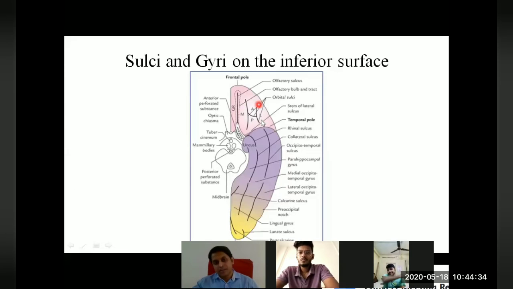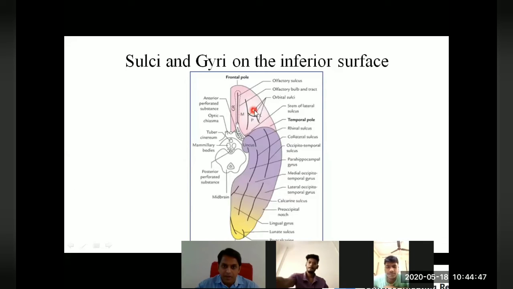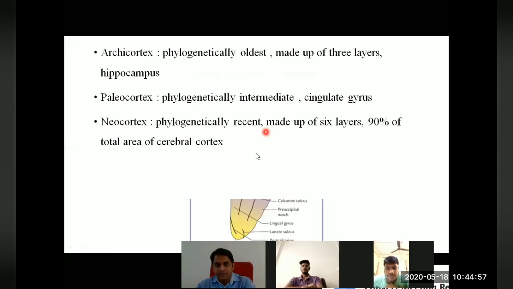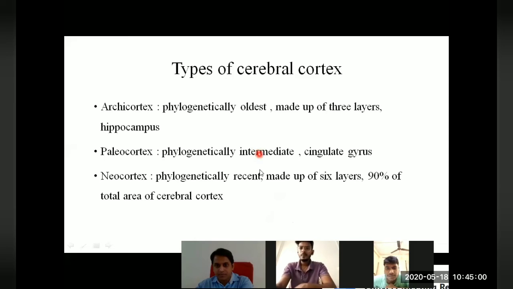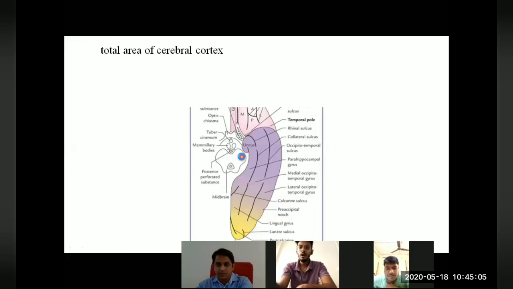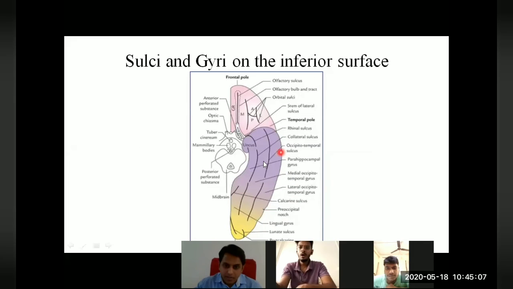The H-shaped sulcus will be dividing this area into the anterior orbital, posterior orbital, lateral orbital, and the medial orbital gyrus. Okay. Now let us come towards the inferior surface, the tentorial surface.